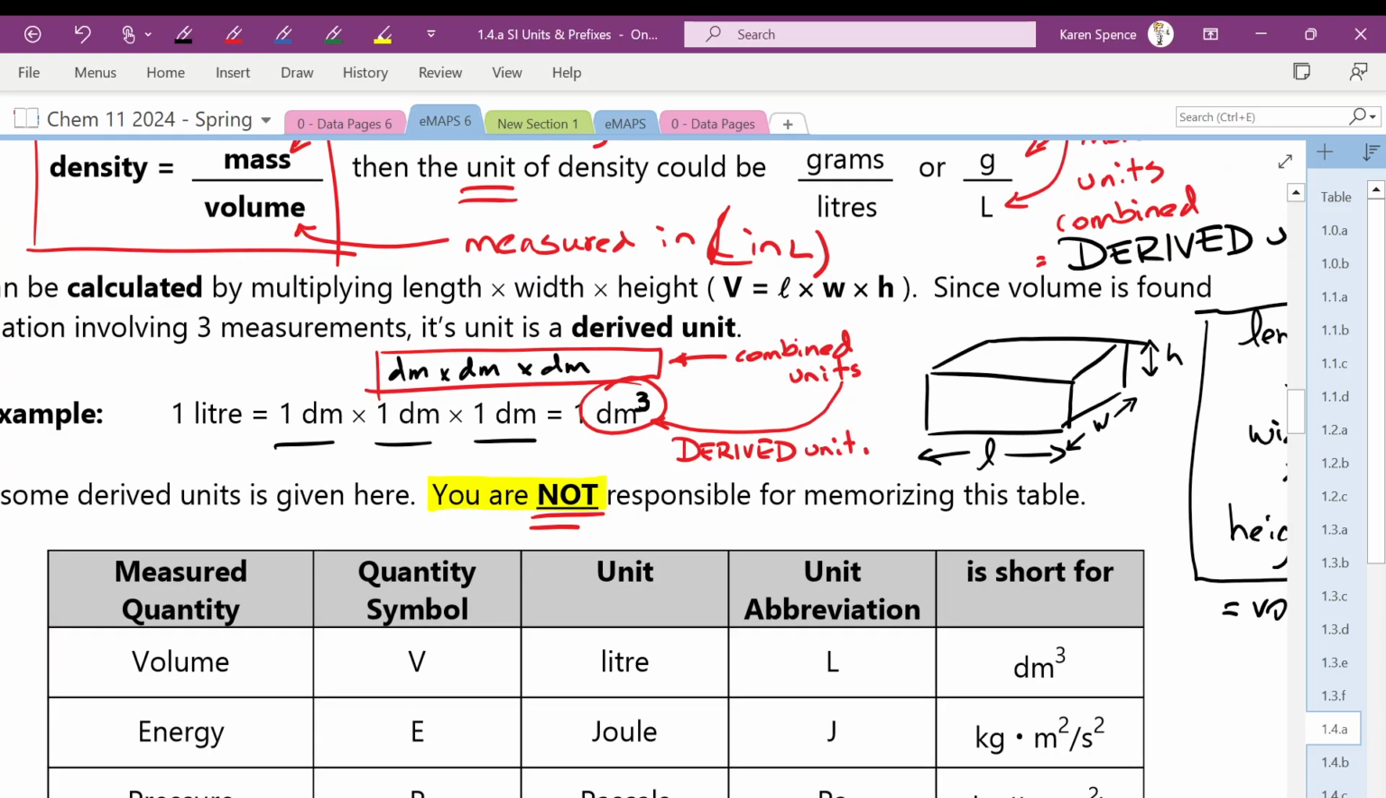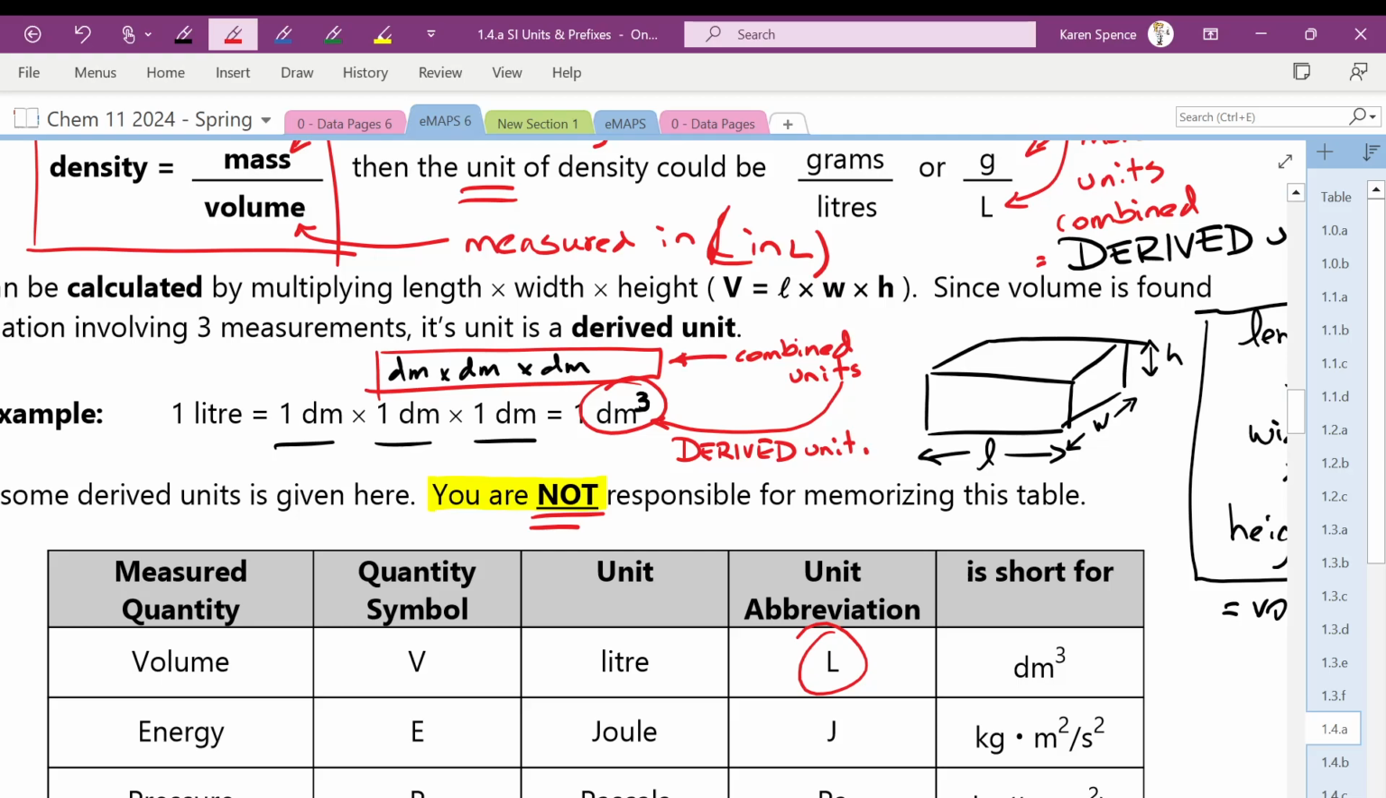So for example, do you remember our liter? A liter is actually a decimeter cubed. A decimeter cubed is a liter. So a liter is actually a derived unit.